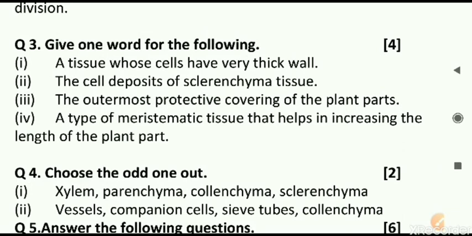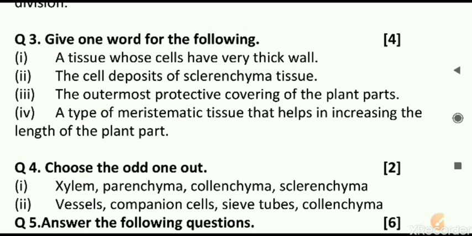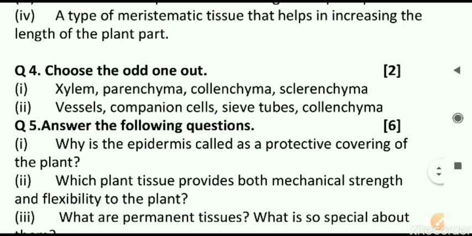It is: give one word for the following. First, a tissue whose cells have a very thick cell wall. Next, which type of deposits are found in the sclerenchyma? They are asking that. The third, the outermost protective covering of the plant parts. The fourth, you have to write a type of meristematic tissue that helps in increasing the length of the plant part.